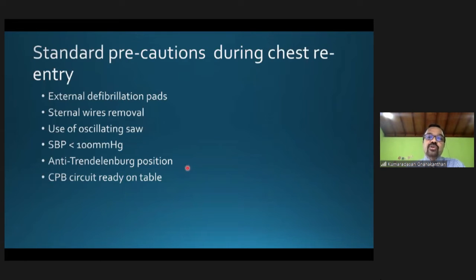So the standard precautions during the chest re-entry are, we should always have defibrillator pads ready and attached to the patient. And the sternal wires, either you can remove the sternal wires and then use an oscillating saw, or some people untwist the sternal wire and leave it intact so that it won't go beyond the posterior table, and keep the blood pressure less than 100 millimeter mercury. You might be able to use some GTN to vasodilate them and put them in anti-Trendelenburg position, and always make sure that the cardiopulmonary bypass circuit is ready on table before the skin incision is made.